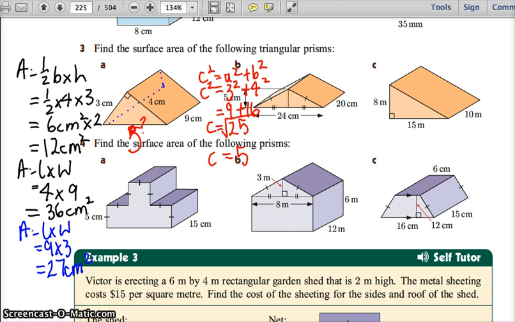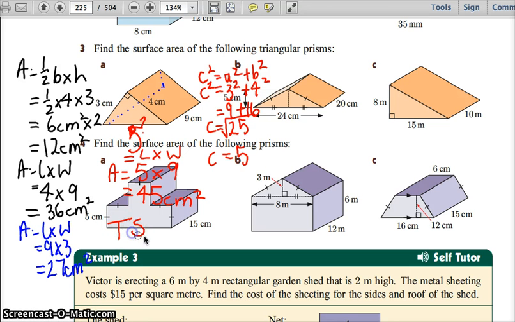Jeremy, what's the last thing that we have to do for the base? What's the measurement of the base? 5 times 9. Excellent. Area equals 5 times 9 gives us 45 centimetres squared. Length times width, I should have put in there.